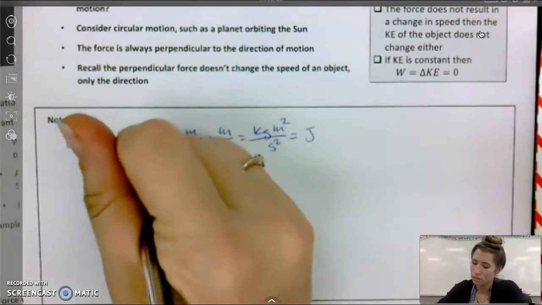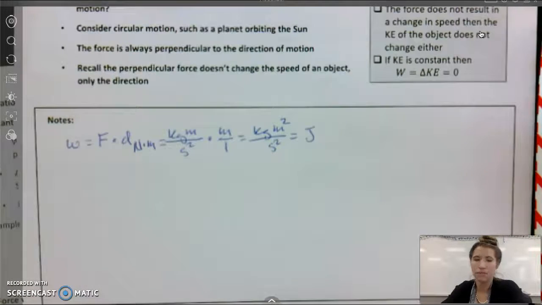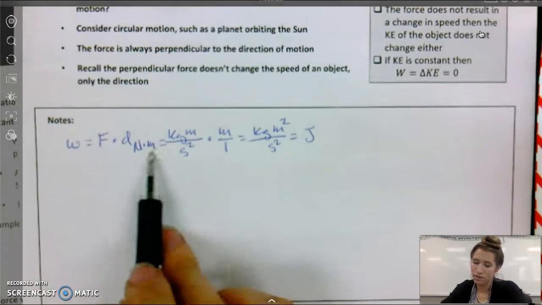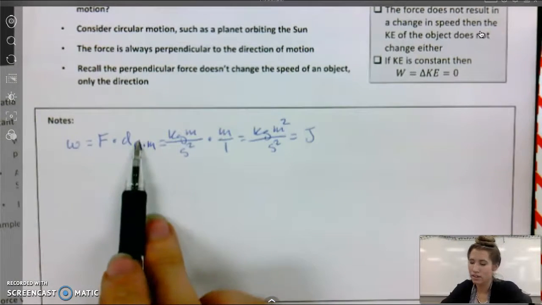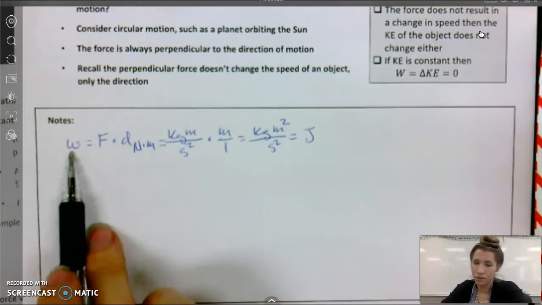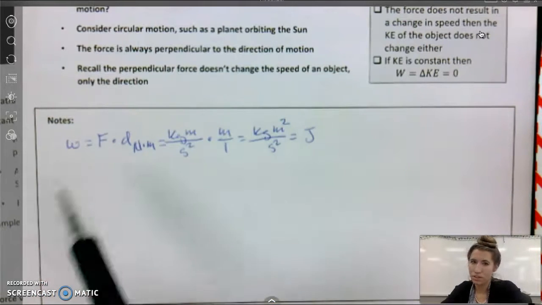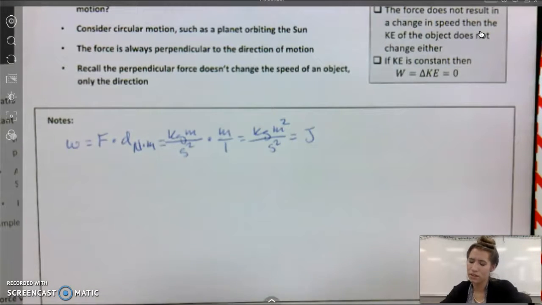So this is a Newton meter. That should look familiar to you. Newton meter, that's how we defined torque, right? And now we're looking at work. And work and torque are really interesting, and they have lots of interesting similarities.